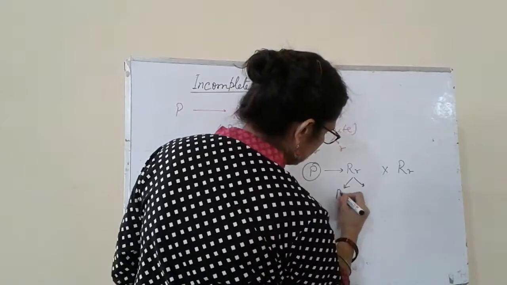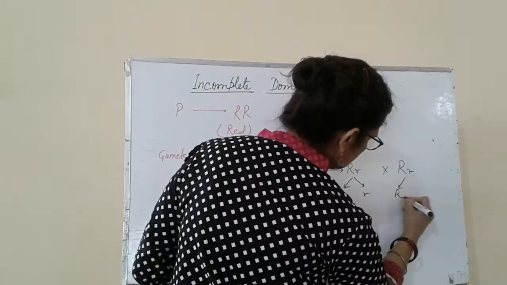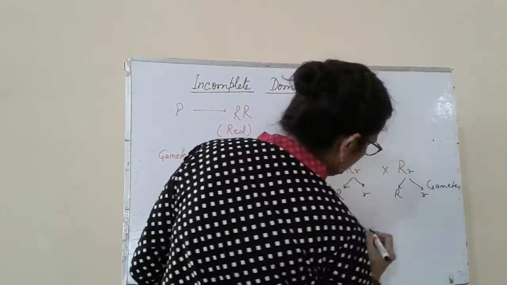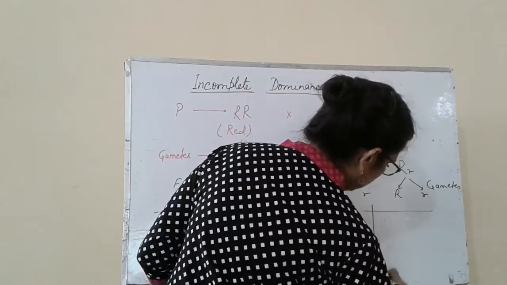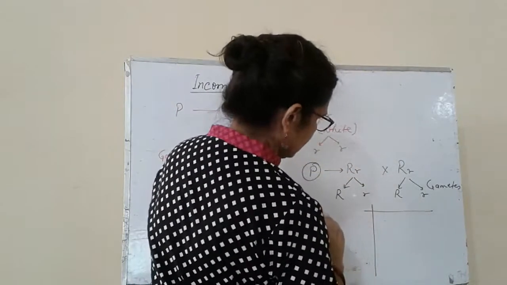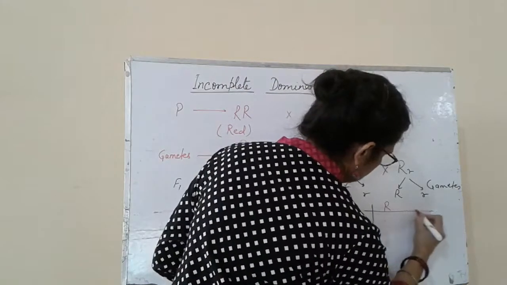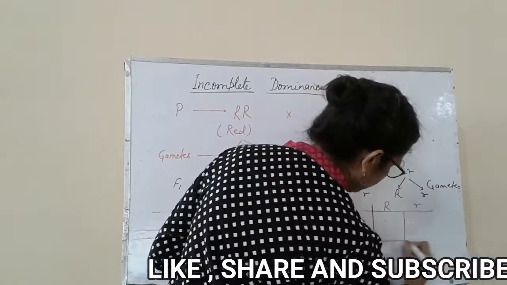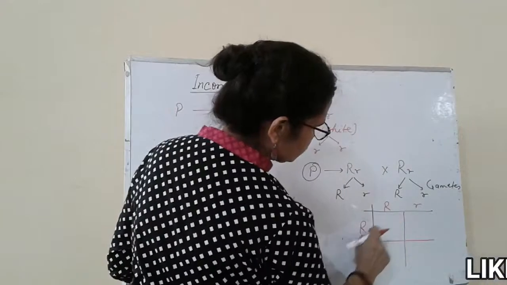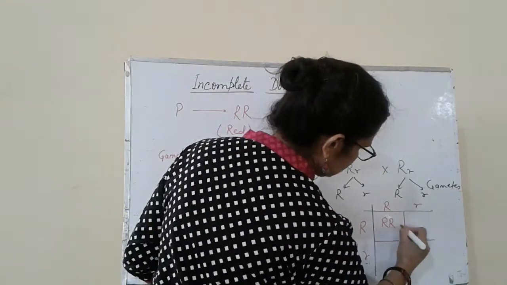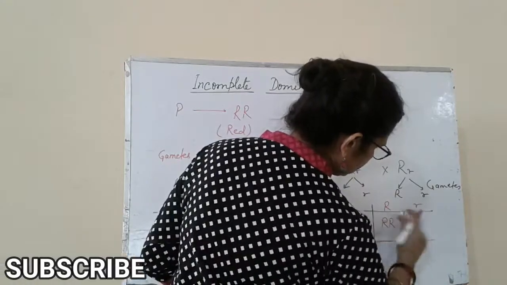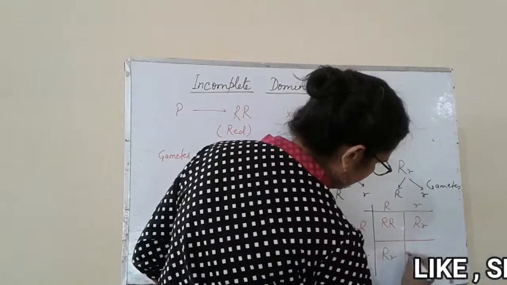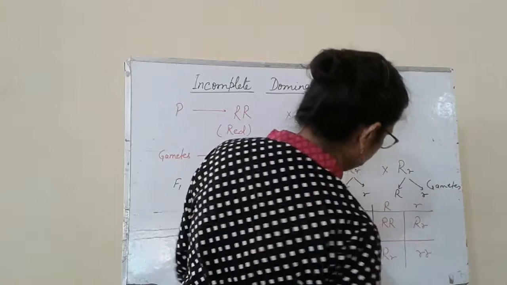The gametes are produced, capital R, small r. Also the gametes capital R, small r. These are the gametes, and when these gametes are placed in the Punnett square, capital R, small r, here also the capital R, small r. So after fusion of these two gametes, the offspring is capital R, capital R. After fusion of these two gametes, the capital R, small r. Here also capital R, small r, and here the small r, small r.